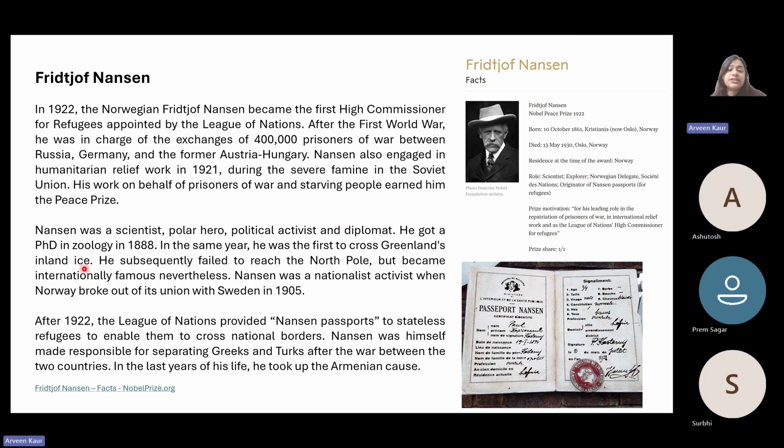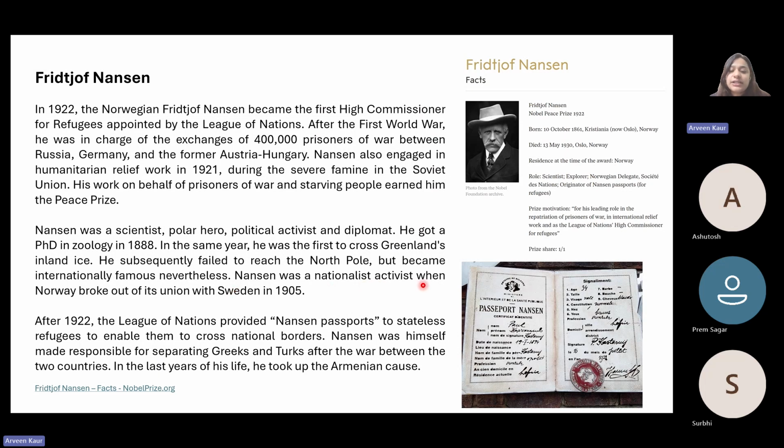He got a PhD in zoology in 1888. So back in 1888, he had already earned his PhD. In the same year, he was the first to cross Greenland's inland ice. He subsequently failed to reach the North Pole, but became internationally famous nevertheless, right? Because he was also famous as a polar explorer.